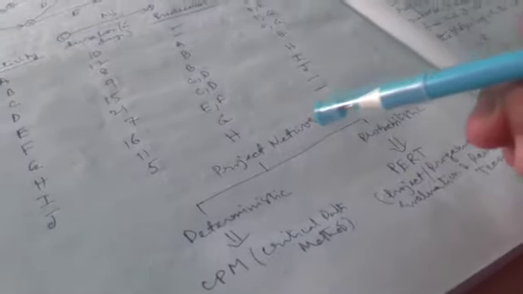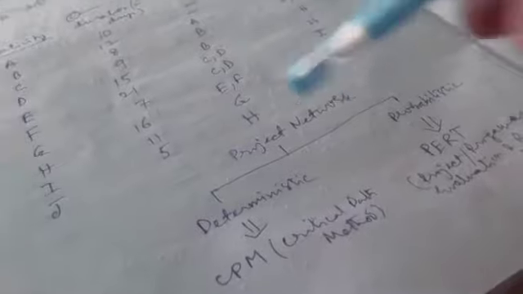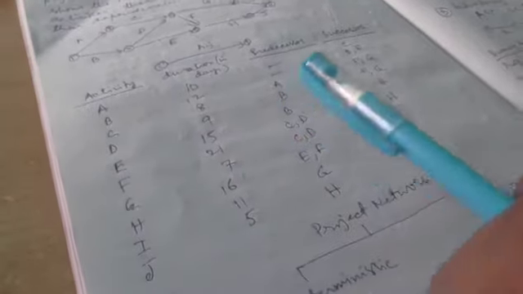And the deterministic network is the one for which everything is predefined. That is, the durations are given, the relationships are all given. And we have already calculated the critical path and given you some examples of critical path.